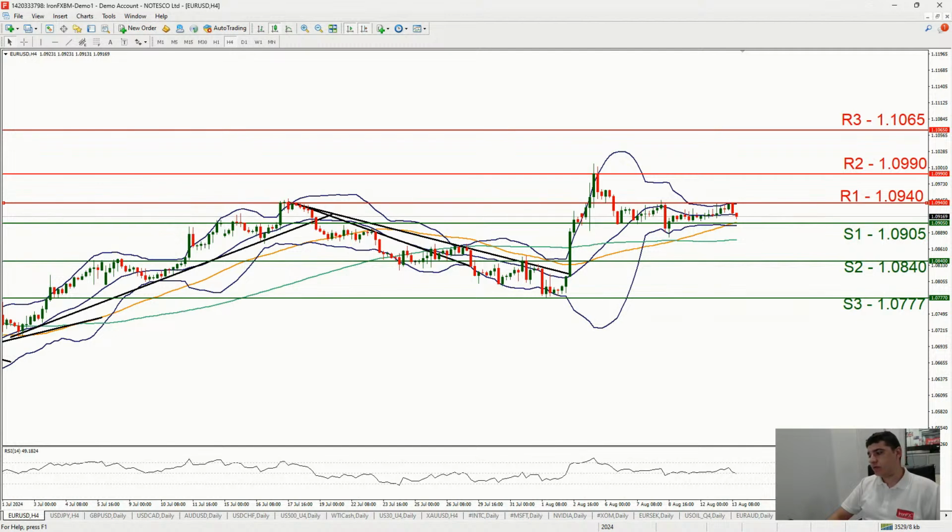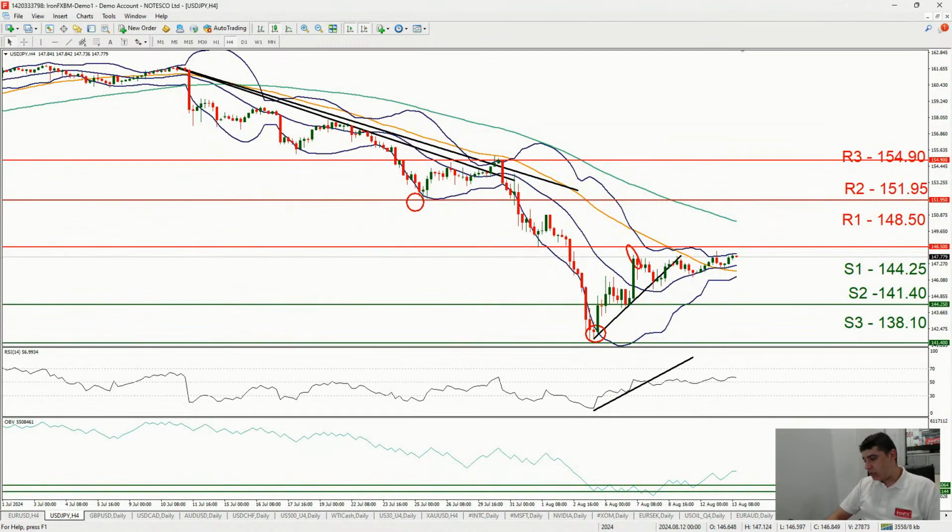If it bounces off S1, we could maintain a very close sideways bias between S1 and R1, 35 pips between S1 and R1. So it is very narrow and could easily break in either direction. If it breaks above R1, we would switch to a bullish outlook. If it does break below S1, we would maintain our bearish outlook.